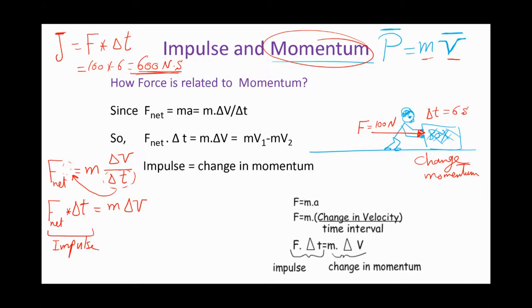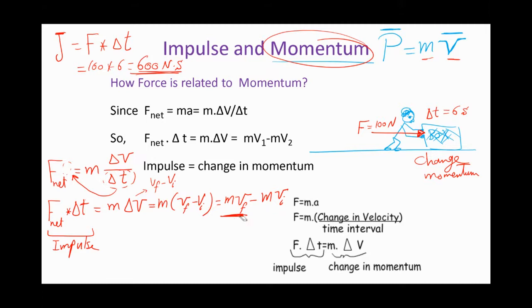And what's delta V? Delta V is V final minus V initial, the final velocity minus the initial velocity. So I can rewrite it as m (V final minus V initial), or I can distribute it: m times V final minus m times V initial. What's m V final? Mass times the final velocity. This is the final momentum, the momentum at the end. What's m times V initial? This is the momentum at the beginning.